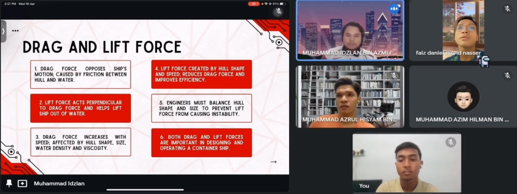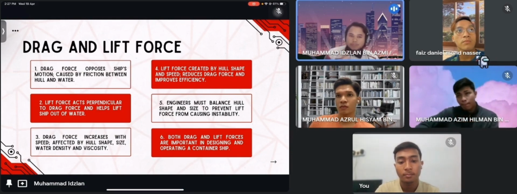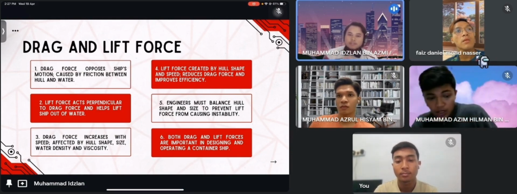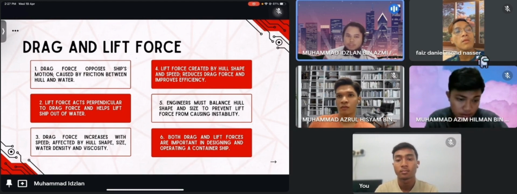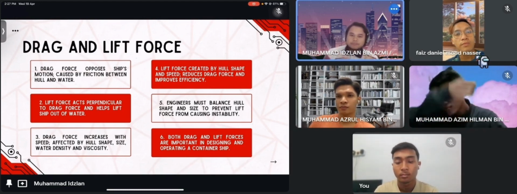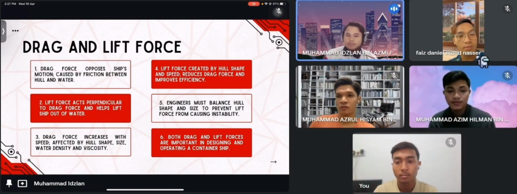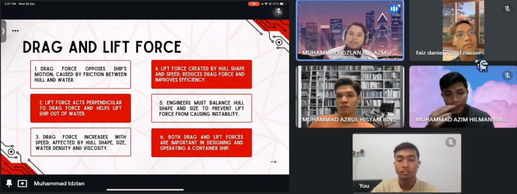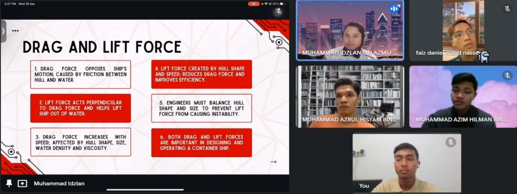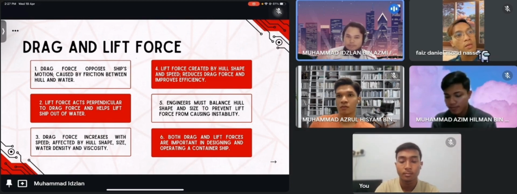So the lift force, on the other hand, acts perpendicular to the drag force and helps to lift the ship out of the water. This force is created by the pressure differences between the top and the bottom of the ship, which is caused by the shape of the hull and the speed of the ship. The lift force can be maximized by designing a streamlined hull to reduce wave resistance and turbulence.